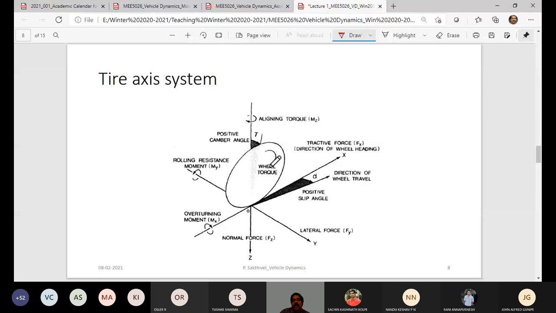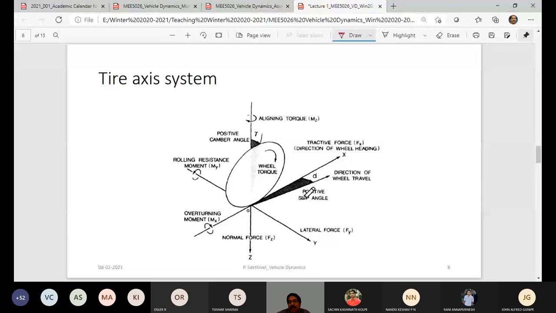You see the coordinate system X, Y, Z, like a right hand coordinate system, but twisted like that. This is your X axis, this is your positive Y axis, and this is your Z axis. The X axis is where you have your tractive force Fx expected to come along. Correct? This is the direction of wheel heading, but the wheel is not rolling along this; it is going at an angle alpha. That is the direction of wheel travel. And you see here an angle called the slip angle.